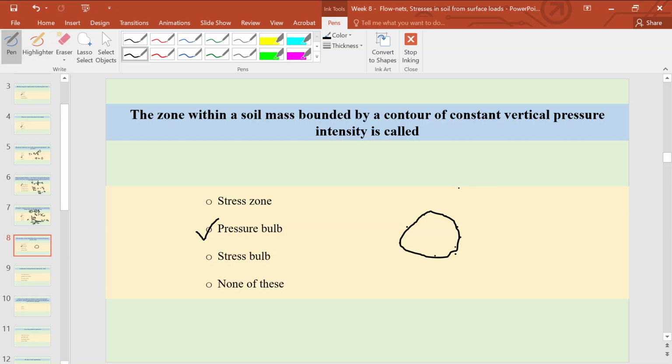It can also be vertical for some loads like this. The same pressure is also over here, because you know Westergaard's takes the concept of stratified soils also. I have discussed it in the next question. So this zone will be called a pressure bulb, not a stress bulb, but pressure bulb. Okay, next question.